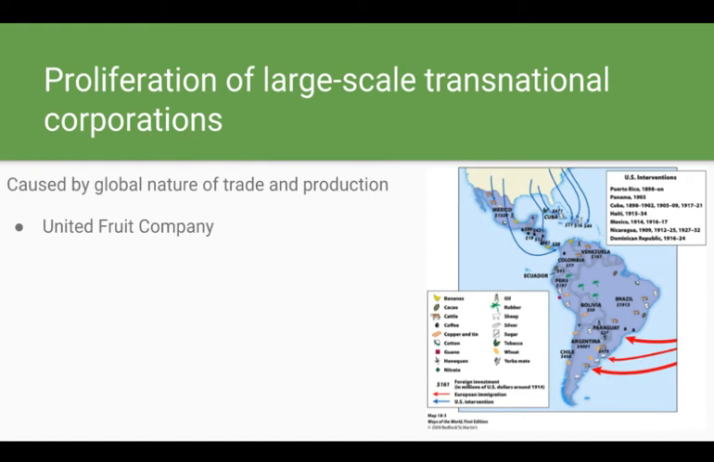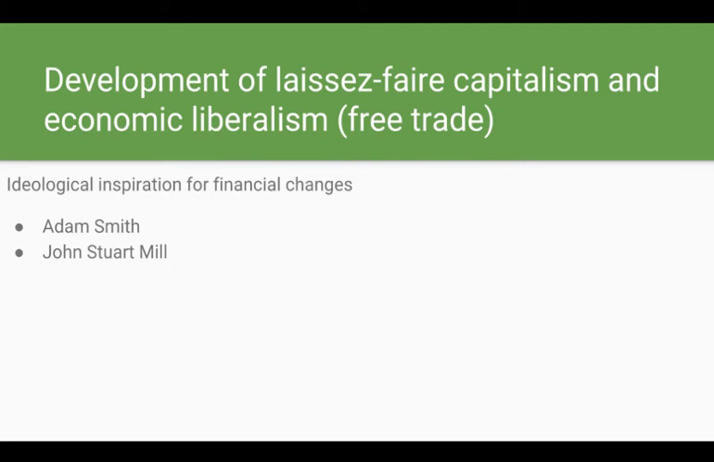So transnational corporations like the United Fruit Company become prevalent at this time period, and they are related, maybe from a synthesis standpoint, to those joint stock companies in that they're pretty much representing the needs and goals of a country from an economic standpoint, even though it's a private company.